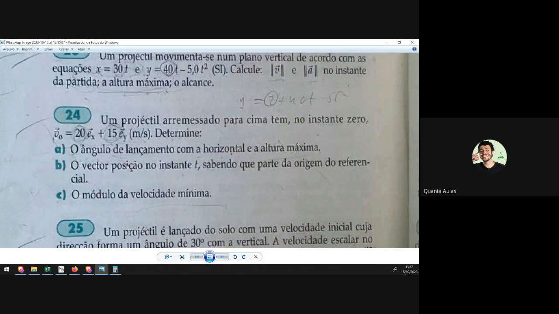B, a position vector at instant t, knowing the move starts in the origin of the referential.